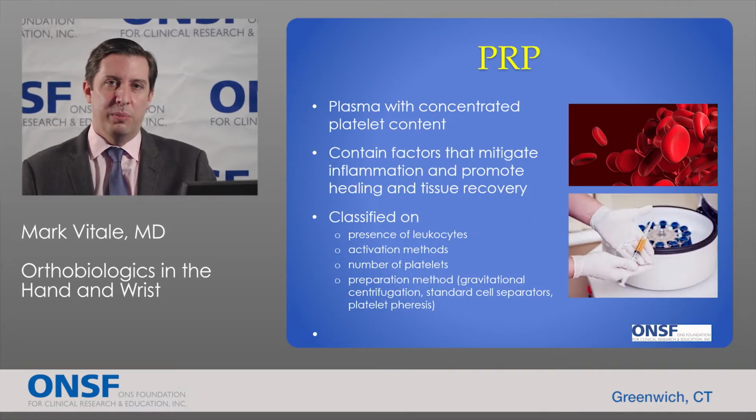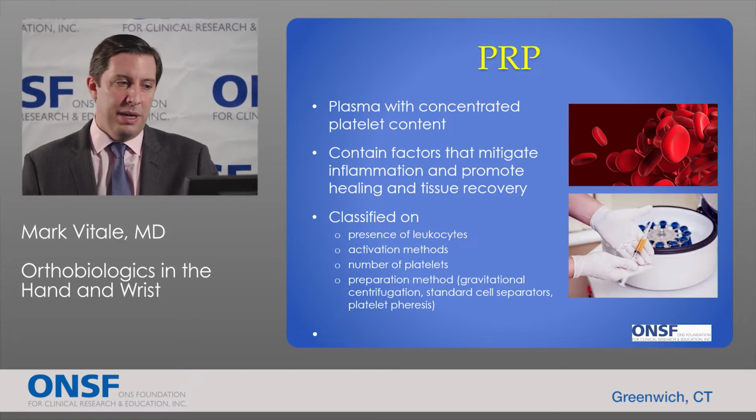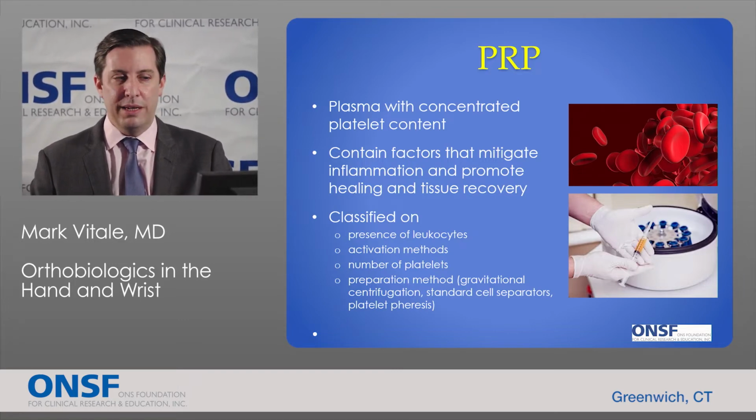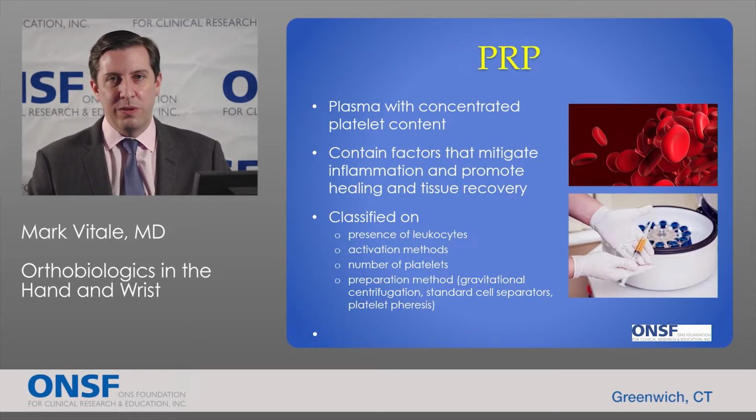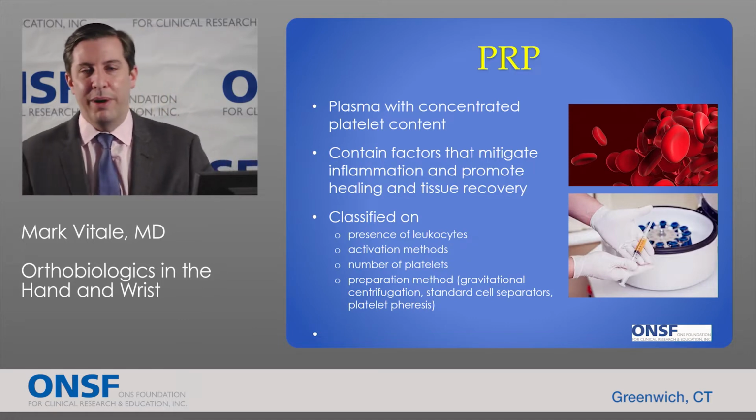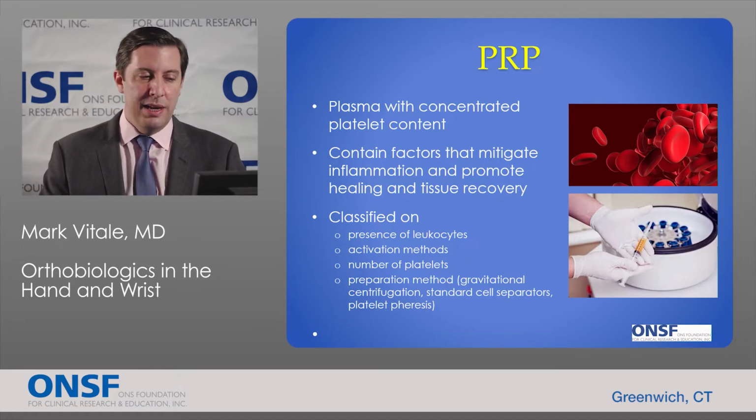So let's talk a little bit about each of these agents. PRP is plasma with concentrated platelet content. PRP is the portion of the blood that has factors that may mitigate inflammation and promote healing and tissue recovery. And there are a number of different types of PRP, which are classified by the presence or absence of white blood cells, activation methods, the number of platelets, and the method of preparation. Frequently, someone's blood will be drawn through an IV and centrifuged in a machine, and the platelet-rich portion is utilized for therapies.